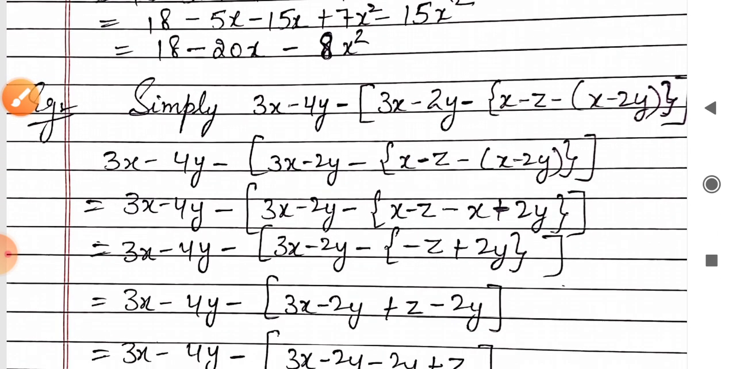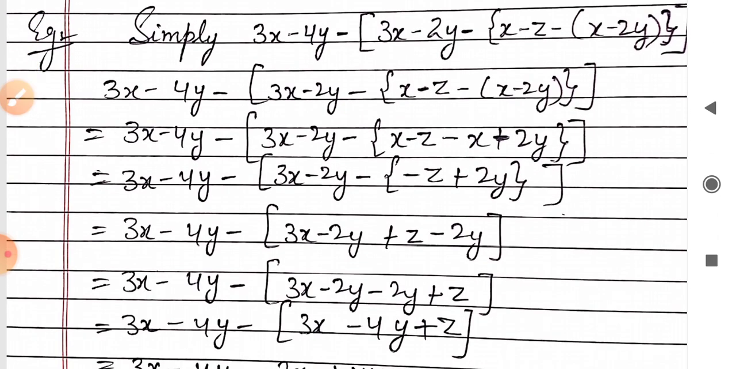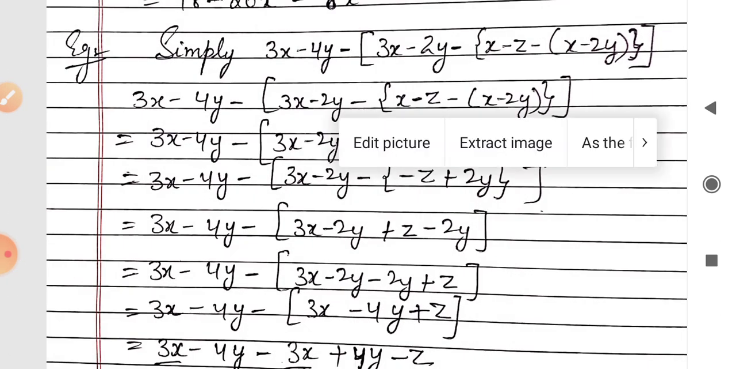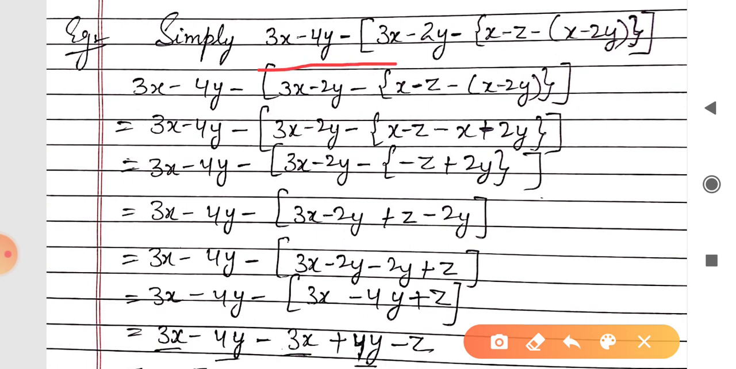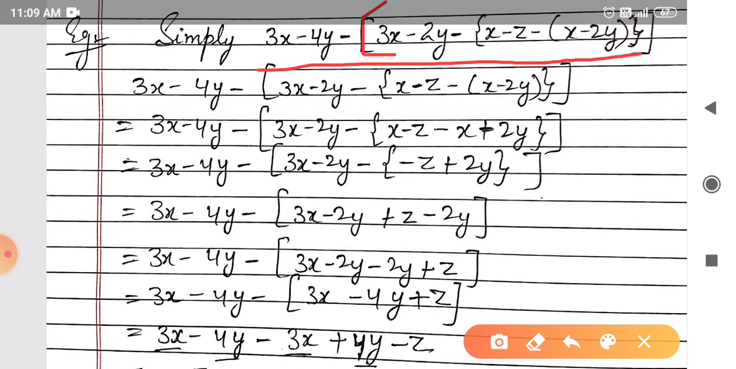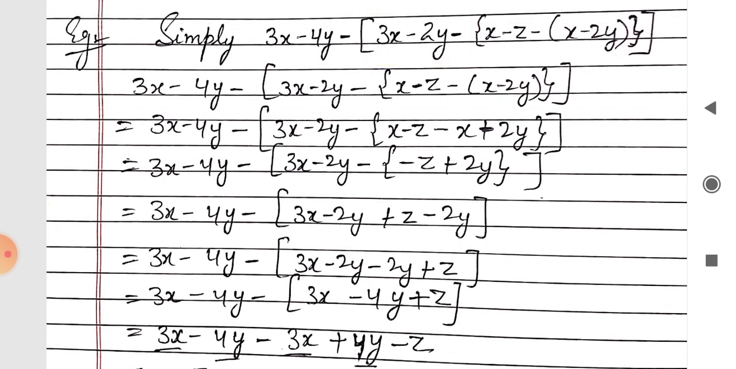Then there is one more example. Simplify 3x minus 4y minus 3x minus 2y minus x minus z minus x minus 2y. There are three brackets used. This is a square bracket, this is a curly bracket, and next is a round bracket.